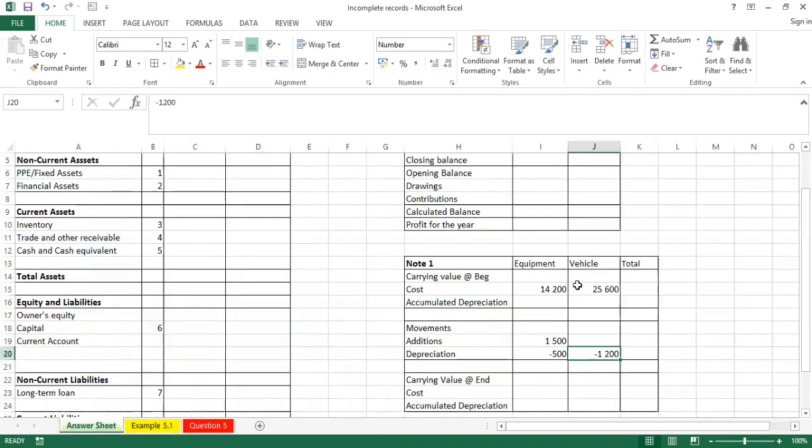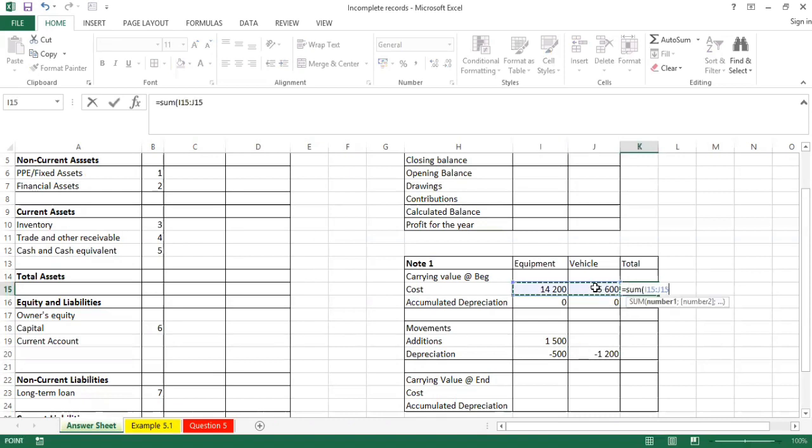So we're going to use all this information to get our carrying value at the end. We are not given accumulated depreciation at the beginning, so we're just going to say it's 0, and also here it's 0. Then we get the total, which equals the sum. Then just add the two and enter. So this is our total cost at the beginning.